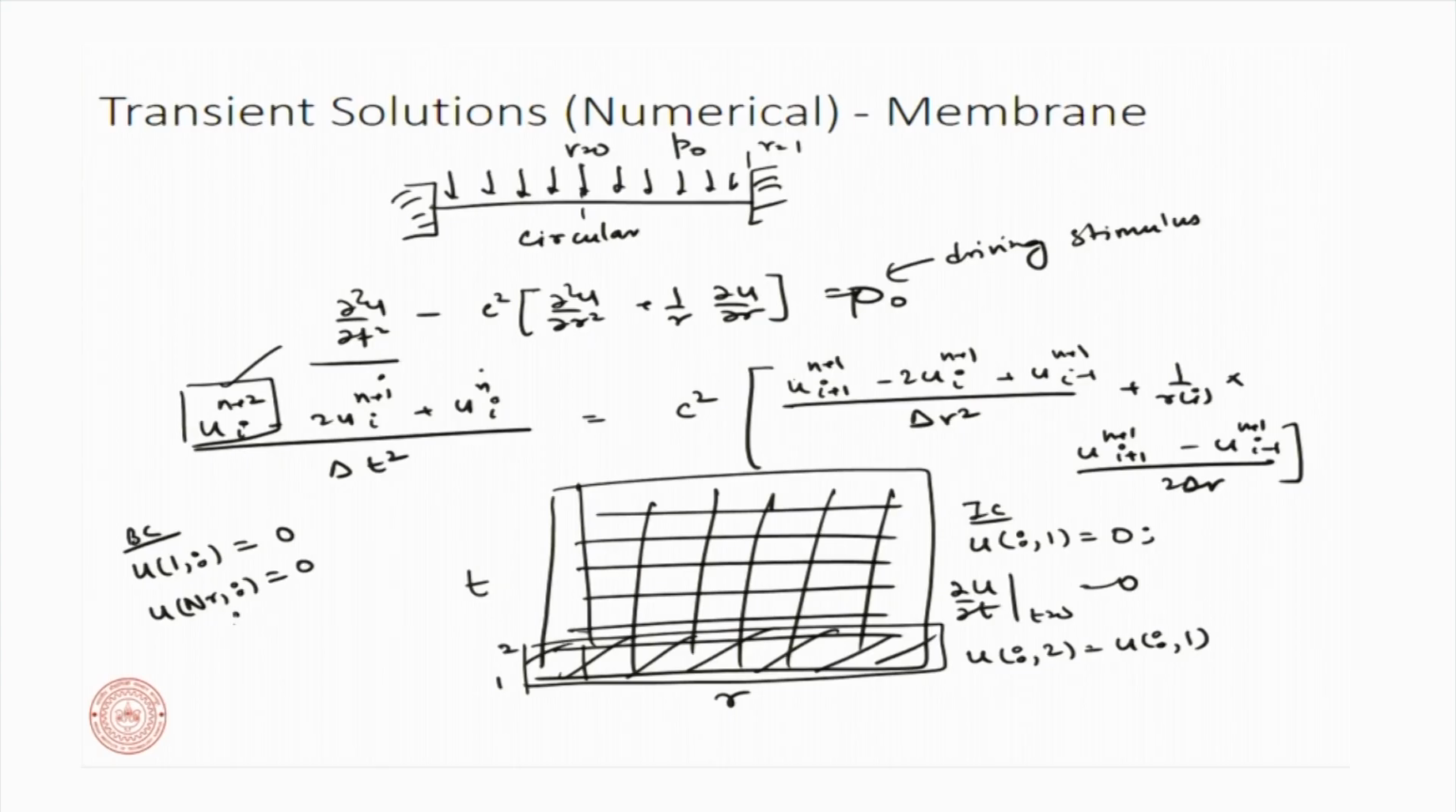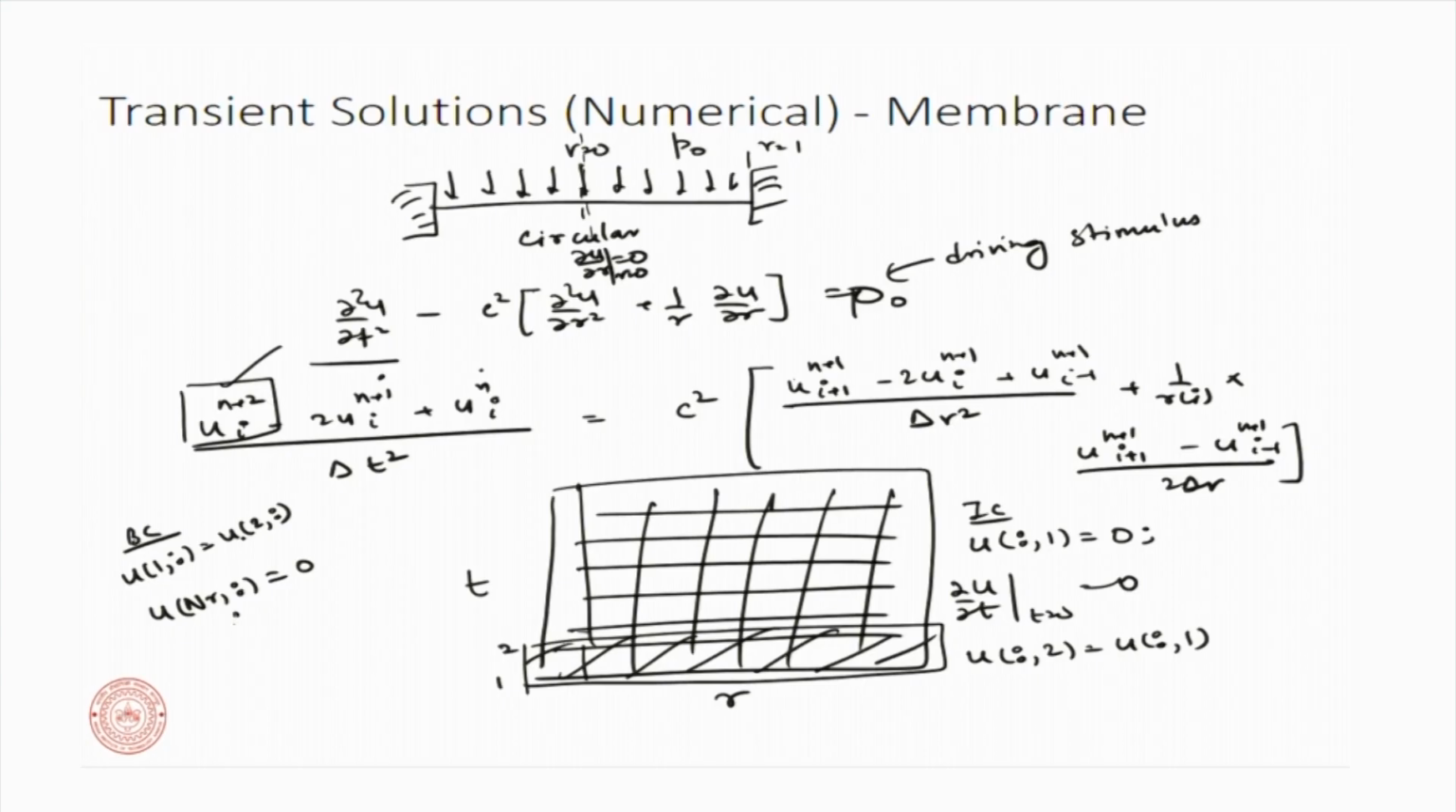Now that is not the case for this membrane. In this case, since it is circular and it is symmetric at the center, our boundary condition will change, and that is del u by del r equals 0 at r equals 0. So u1 will be equal to u2.